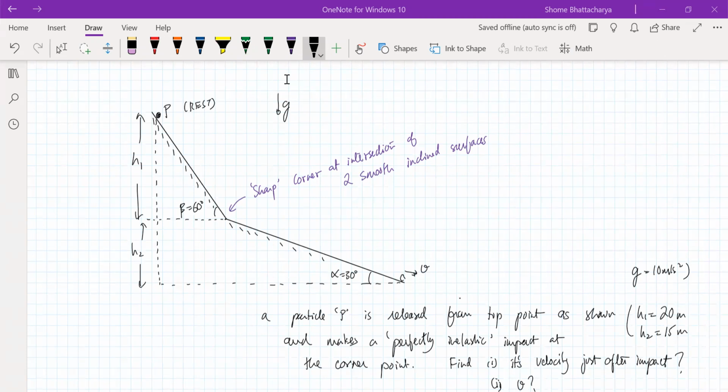Yeah, mass is not given, but you can just assume some mass and then it will get eliminated, no? Because we are only finding the velocities, we are not finding the impulse and all that. So mass will ultimately not be required. Okay.